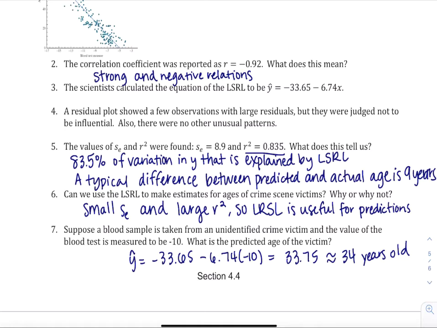Here we do recognize that the standard deviation was 9 years, so we would not be surprised if we found that the age was actually somewhere between 25 and 43.